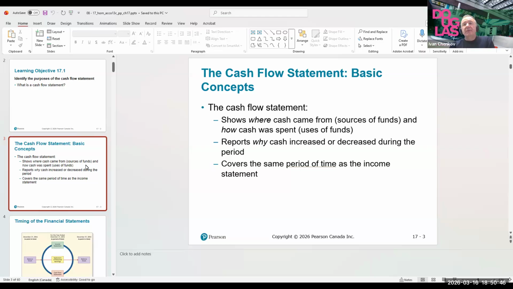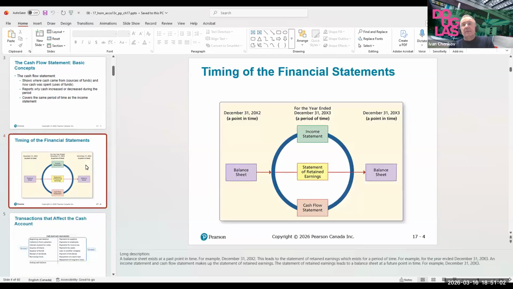So we're going to cover the same period of time as the income statement. If the income statement we're preparing is for 1 year, the cash flow statement is for 1 year. If the income statement is for half a year, the cash flow statement will be for half a year. So how does this work, financial statements and the timing of the financial statements.